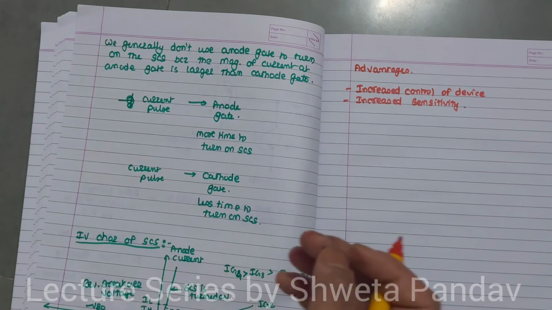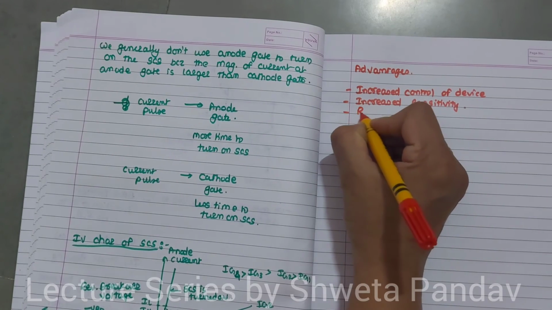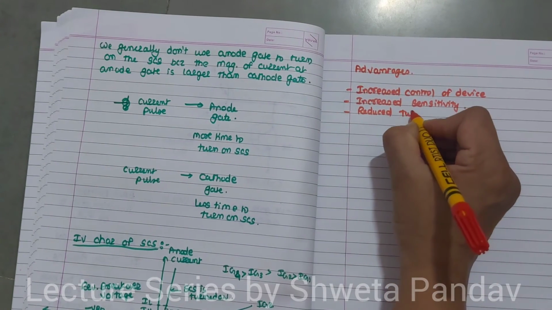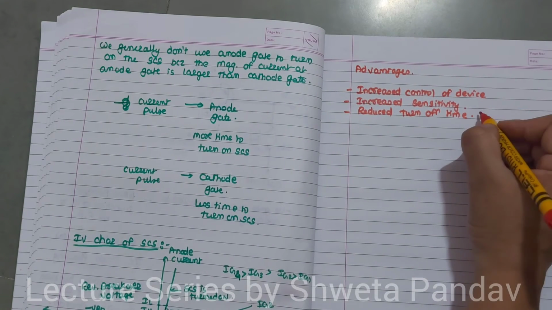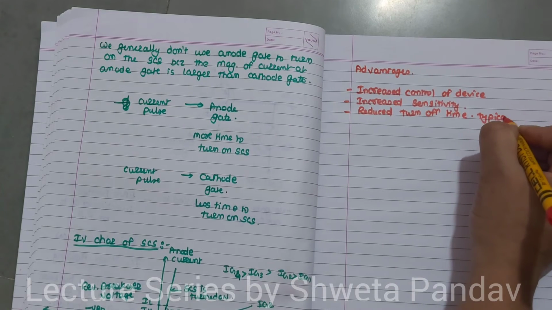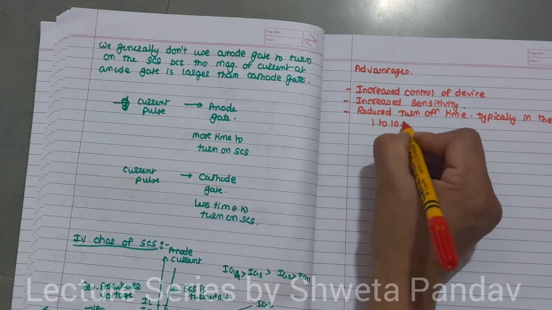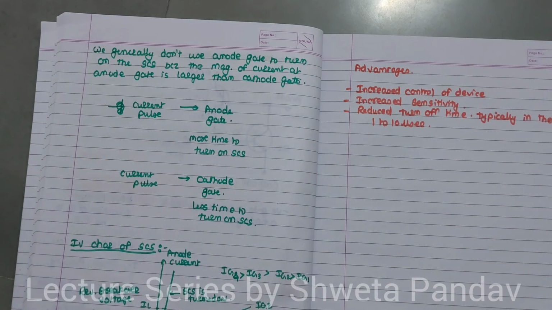And third, we have a reduced turn off time with the SCS, and it is typically in the range of 1 to 10 microseconds. So these are some of the advantages of the SCS.